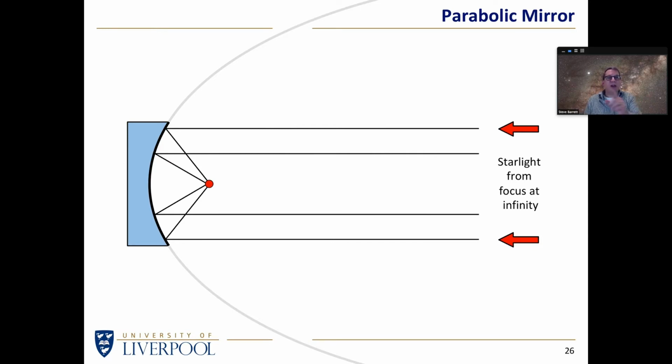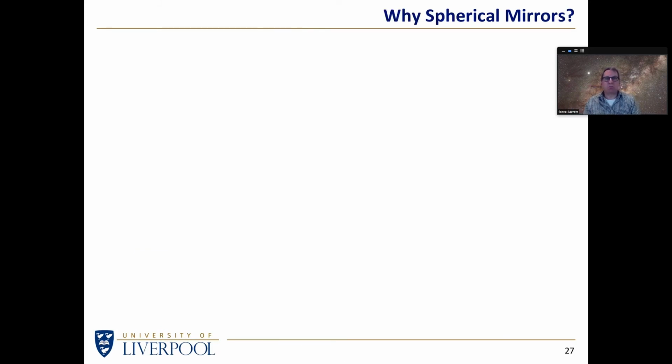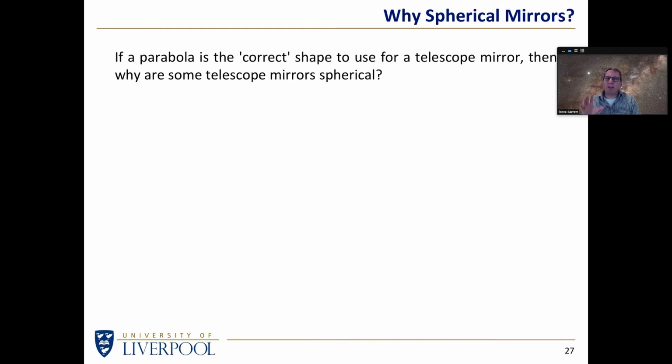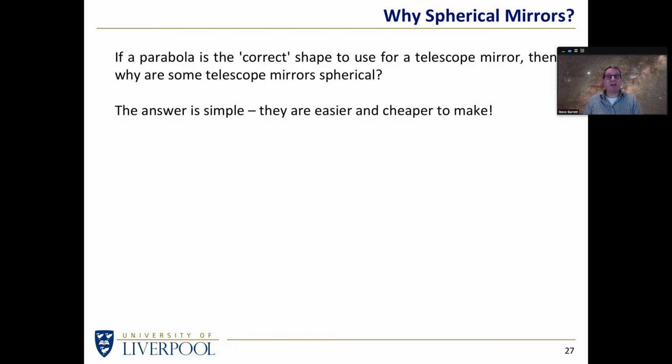And again, the lengths of all of these black lines, starting on the right, hitting the mirror, and then coming to the focus, are exactly the same, so that the light, regardless of where it hits the mirror, will arrive in phase with all of the other light beams. So if a parabola is the correct shape to use for a telescope mirror, why are some telescope mirrors made spherical? Circular in section, but spherical when we think of a three-dimensional object. The answer is simply that they are cheaper and easier to make.